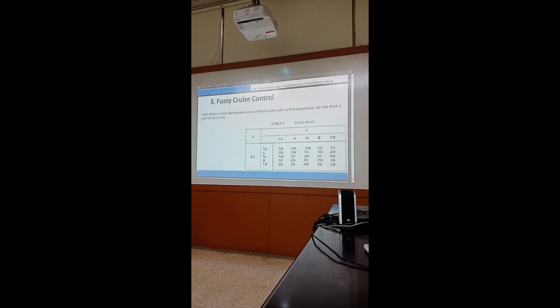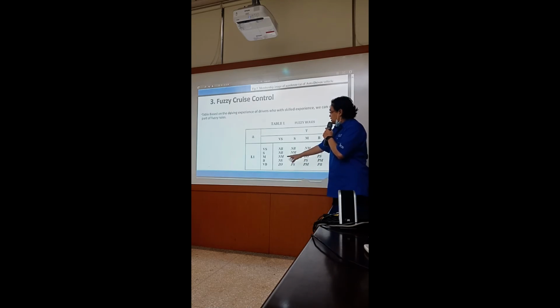And these are the rules that they designed. They designed these rules from skilled, experienced drivers. So from their experience, they designed this kind of rules.